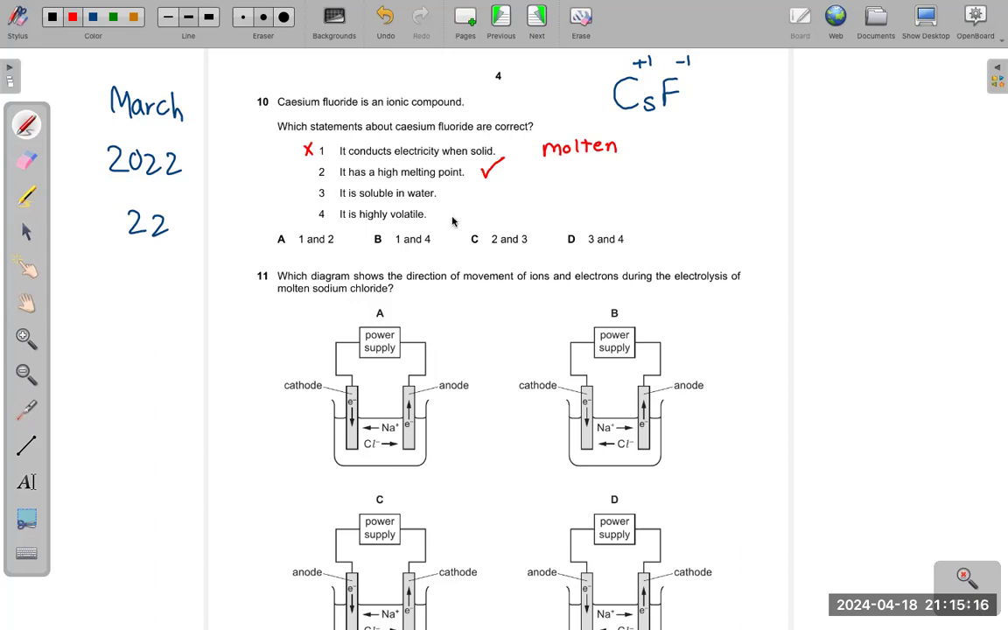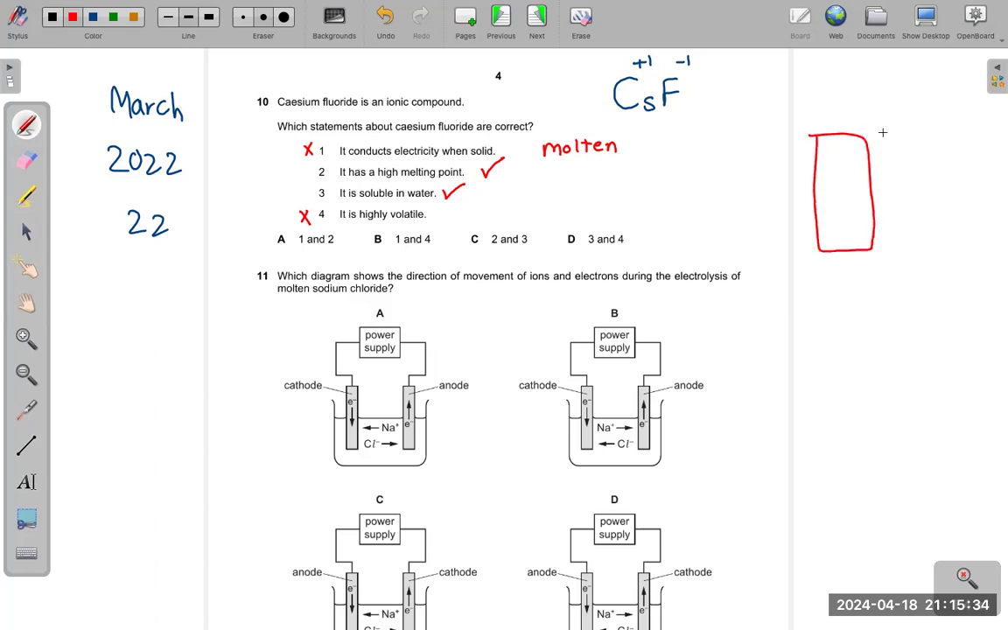Oh, how can I know? This is group 1, mister. So this is group 1. Group 1 compounds are soluble in water, yes. And is it highly volatile? No, mister. It has a very high melting point. So if it has a high melting point, there is no chance that it is volatile. Volatile means it has a low boiling point.